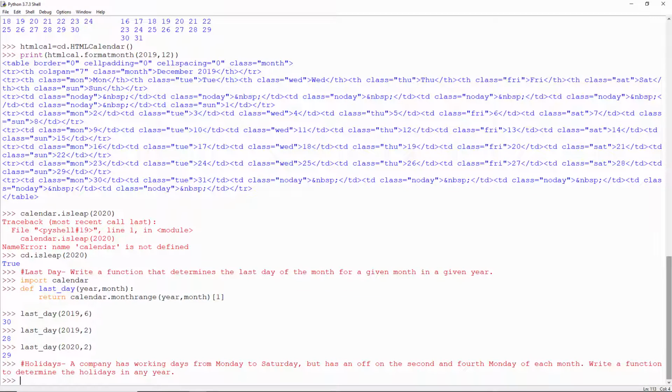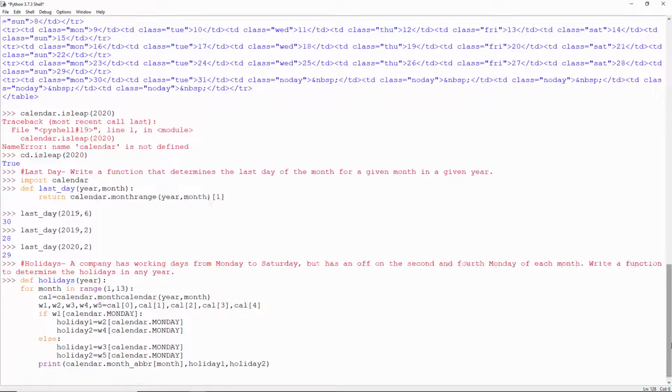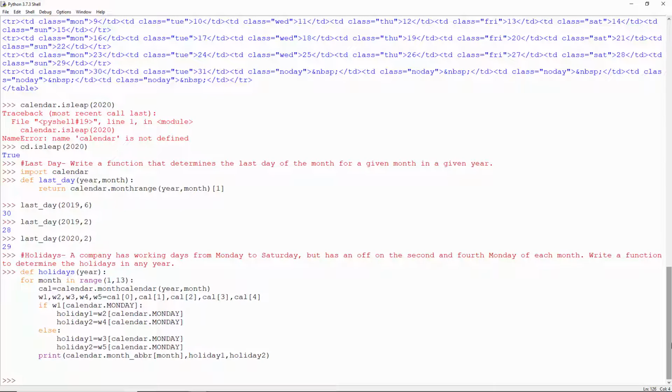Holidays. A company has working days from Monday to Saturday but has an off on the second and fourth Monday of each month. Write a function to determine the holidays in any year. So this is the holidays function. It takes the year as argument.